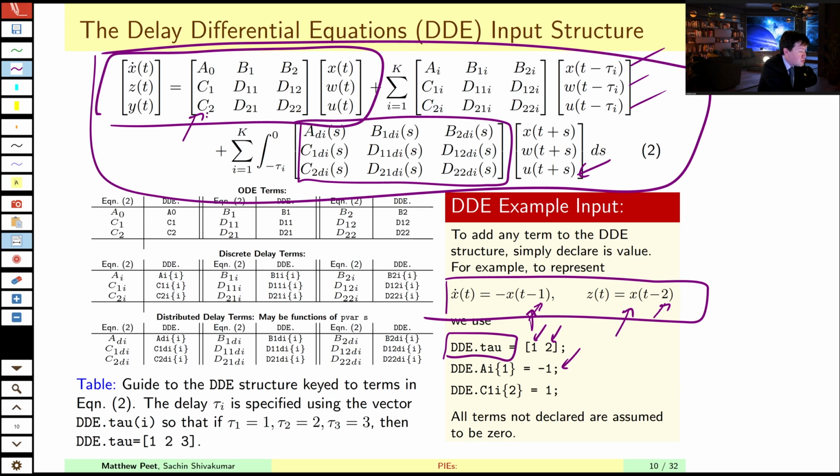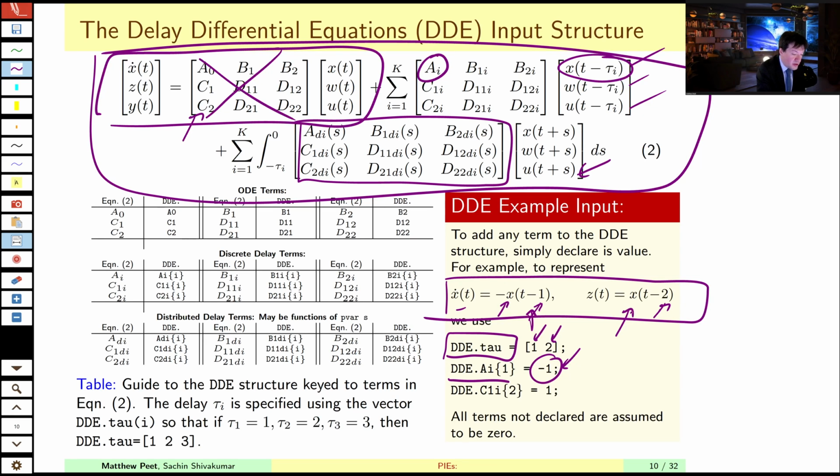There's no terms here, so we don't need to deal with that. There's one term, which is the delayed state. So we come over here, we see the delayed state. It goes to the dynamics, and so we're looking for that term right here. And so we define dde.A{i} of 1 because it corresponds to the first delay. We just set it equal to -1.